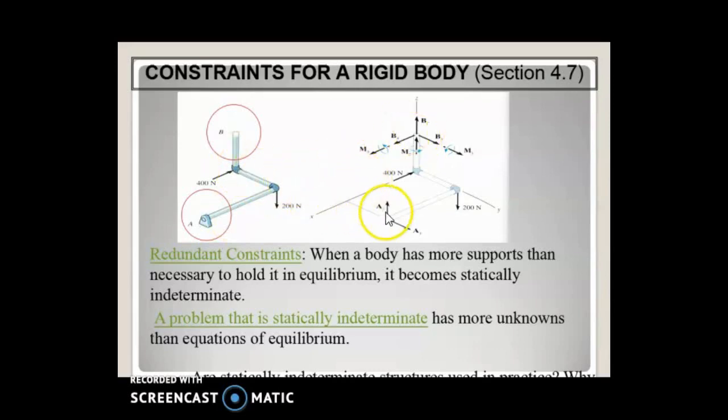So those extra supports will produce many unknowns, and all these unknowns cannot be solved by using only static analysis. We need another type of solution. And then the next one is a problem that is statically indeterminate as it has more unknowns than equations of equilibrium. Like I said, we have more unknowns, but the number of equations is less than the number of unknowns, so we cannot solve them.